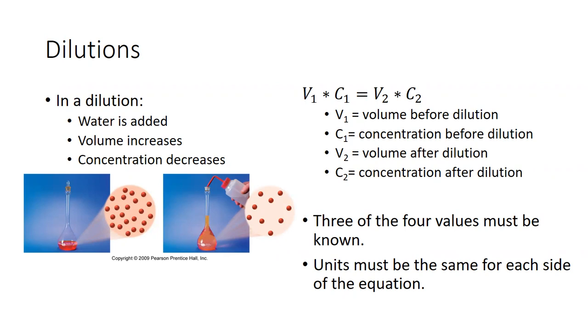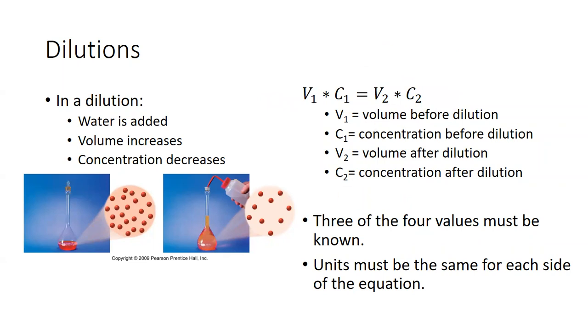So a way to calculate dilutions is using the equation V1C1 equals V2C2, where V1 equals the volume before dilution, C1 is the concentration before dilution, V2 is the volume after dilution, and C2 is the concentration after dilution. In order to solve this, you need to know at least 3 of them so that you can solve for whichever one is remaining.